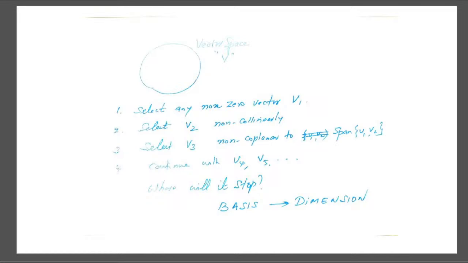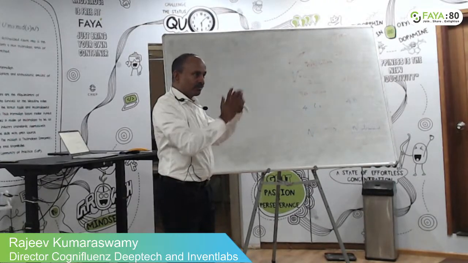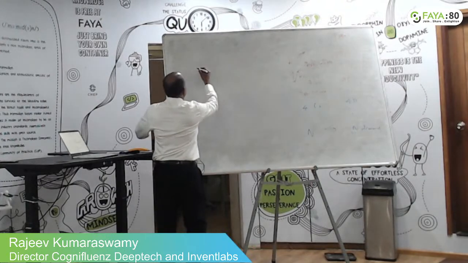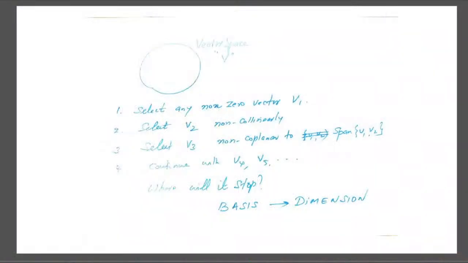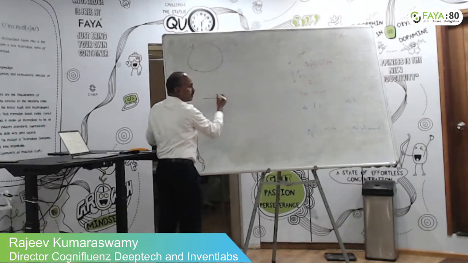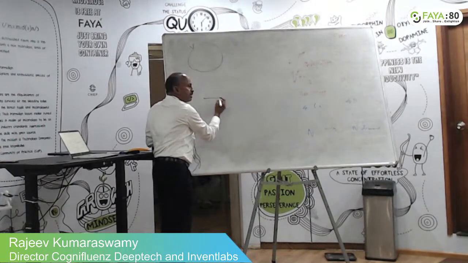So I said that you can keep on adding vectors, non-collinear, non-coplanar, then a fourth one outside. You keep on doing that. So suppose you start with a vector space. What is it? It has infinite vectors in it. Maybe an n-dimensional space. Suppose it is n-dimensional, though I don't know initially. So I start with one vector, let's say v1, which is non-zero. Start with one vector. So this is linearly independent, right?